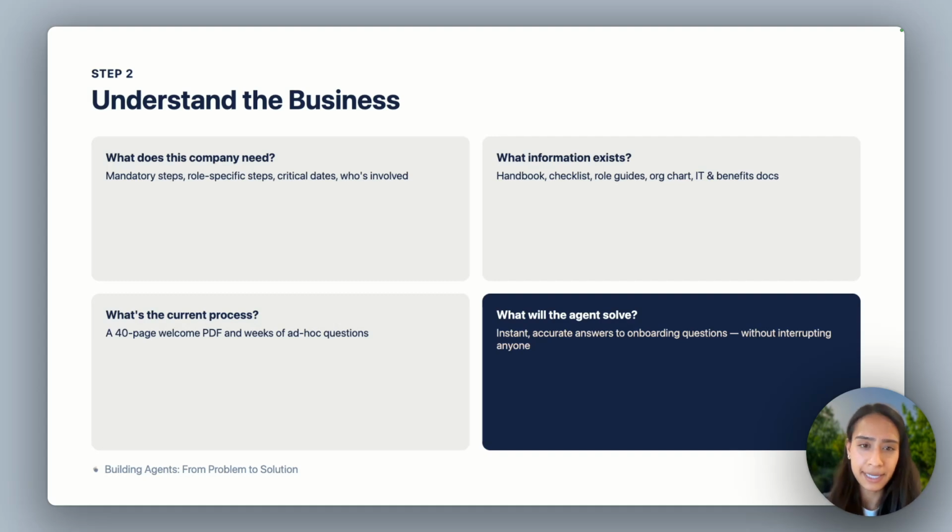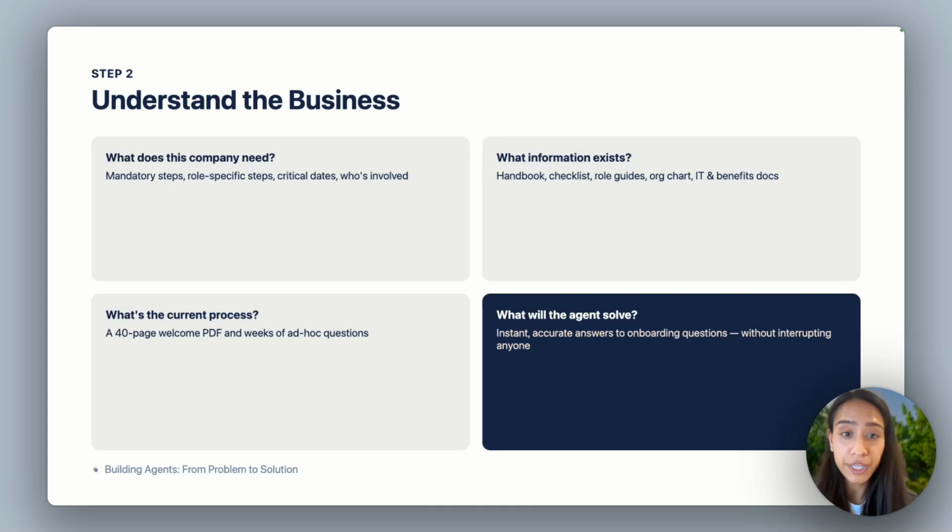Then it's about understanding the business. So what does the company need? What are the key steps that every hire has to go through? Then what information exists? Most companies have a company handbook, they have a role guide. And it's really important that we understand the business. What does the company need?